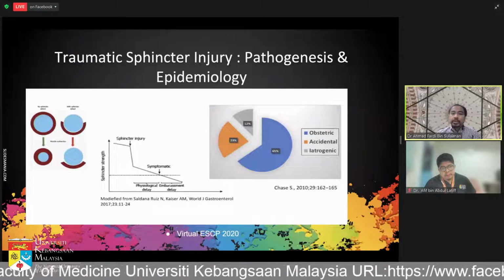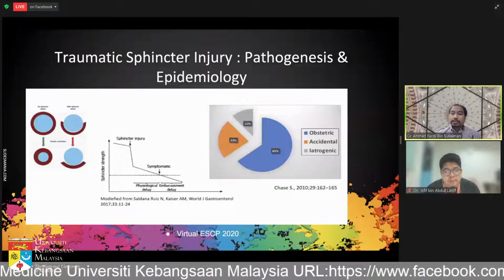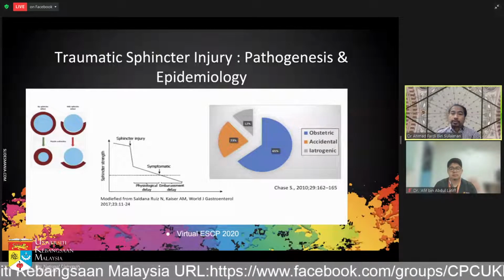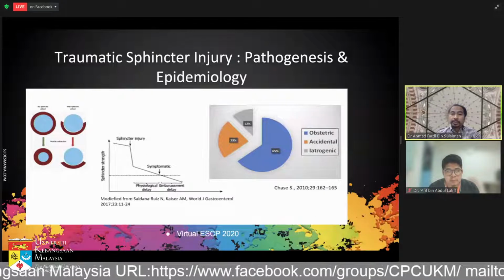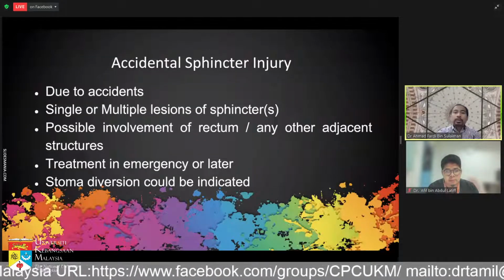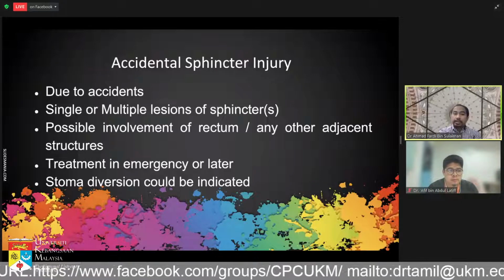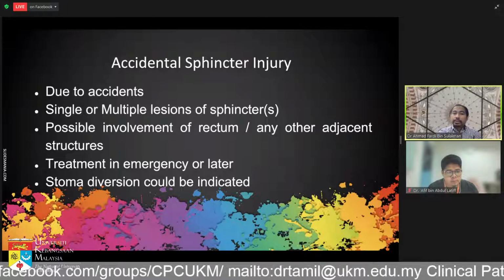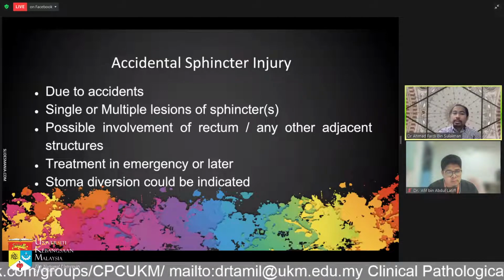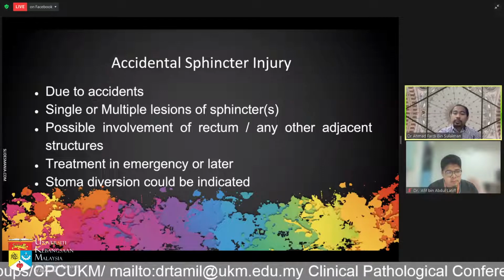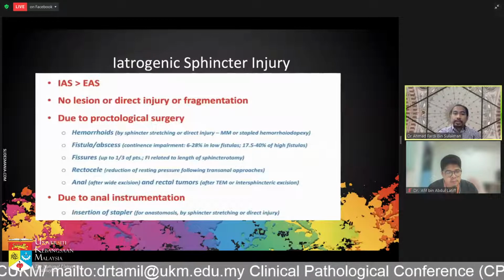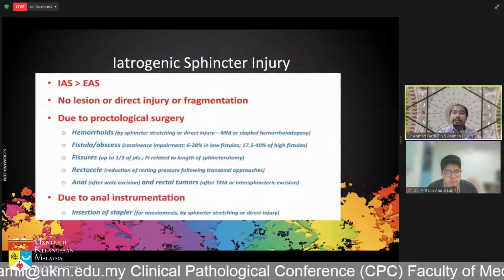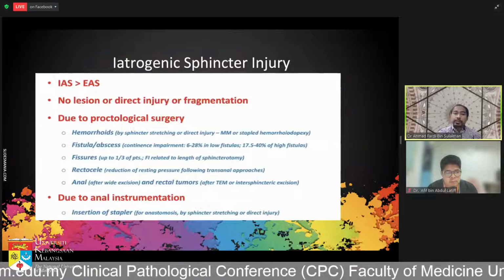Okay, we go to the pathogenesis and epidemiology. Mainly, traumatic sphincter injury, as I said earlier, more than 60 to 65% is due to obstetric injury, whereas what we are going to talk about today is the accidental type, which carries about 23%, and iatrogenic. Accidental sphincter injury is mainly due to an accident, involving either a single or multiple lesions, with possible involvement of the rectum or other organ structures. Treatment is mainly in the emergency setting or can be done later, and we need to consider a stoma in certain patients. Whereas iatrogenic sphincter injury involves the internal anal sphincter more than the external anal sphincter.